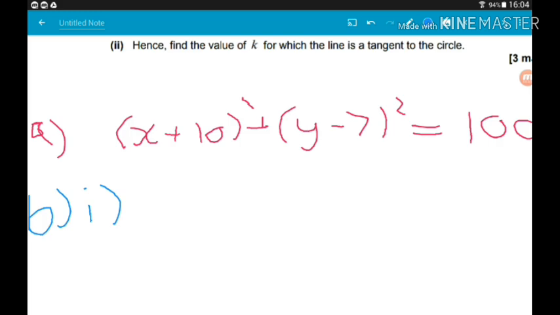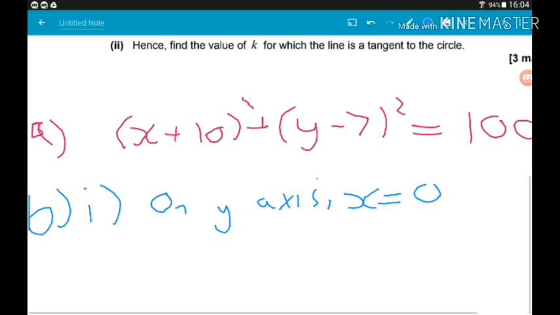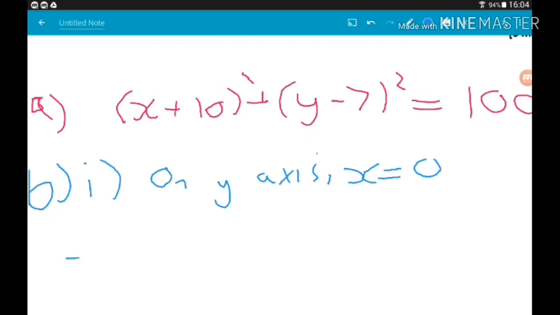So when we're talking about touches, it means it doesn't cross. So, on the y-axis, x is equal to 0. So if we substitute that in, x is 0, so we get 10 squared plus (y minus 7) squared, and that is all equal to 100.